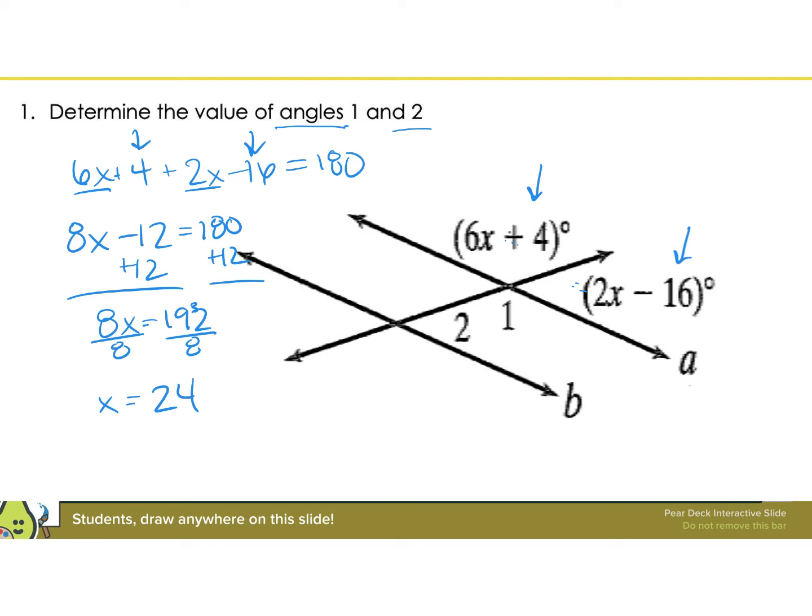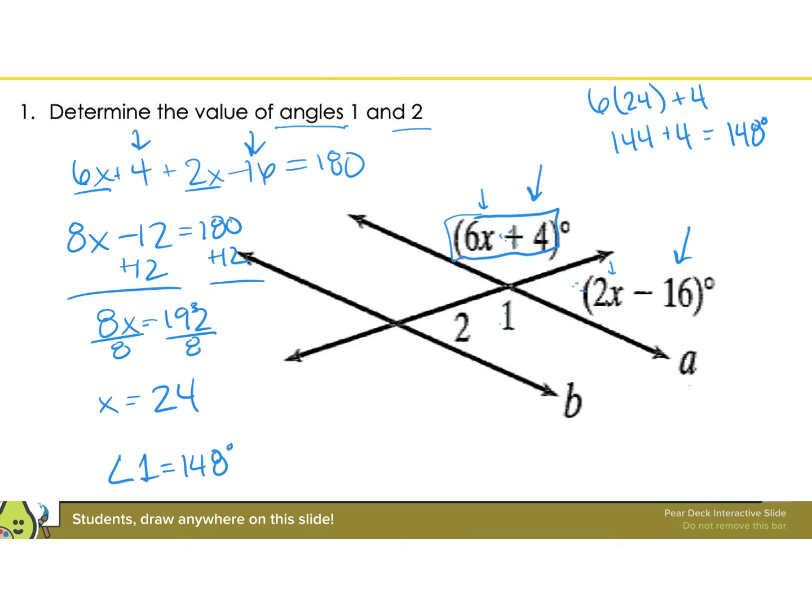Not the question. I need to take this x and plug it in. So 6 instead of x, I put a 24 in its place, and then I'm going to add 4 to that. 6 times 24 is 144. I'm going to add 4 to that to get 148 degrees. And that's for this angle right here, which is vertical to angle 1. So angle 1 equals 148 degrees.